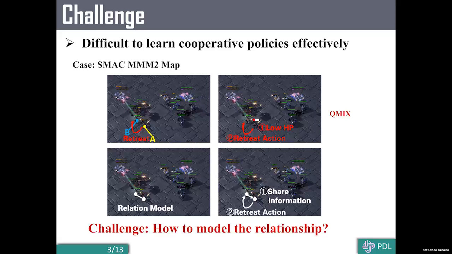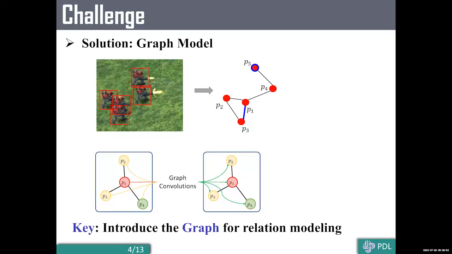About how to model the relationship. To solve this problem, we can introduce a graph model to model the relationship between agents. Take the 5M map in the SMAC environment as an example. We can model agents and the relationship between agents as a graph. Each node in this graph represents an agent in the environment. Features in each node contain information of states, observations, and so on. Each edge between node I and node J represents the relationship between agent I and agent J. The existence of an edge means information sharing, communication, and collaborative training between agents.